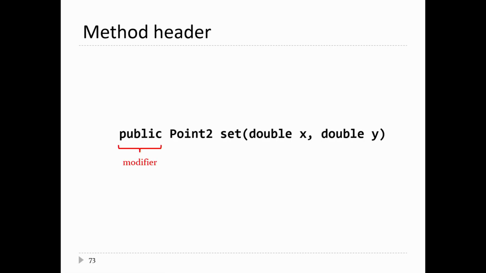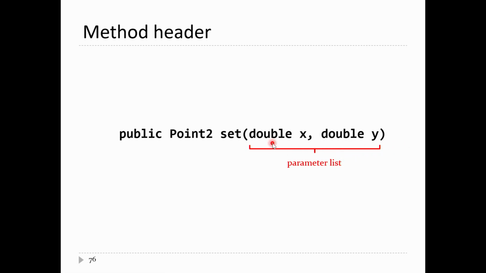All right, so the modifiers come first. For our set method, the only modifier that we have is the keyword public. The next part, after your modifier, is your return type. Here, set returns a reference to a Point2 object. The next part is the name of the method. Here our method's called set. Then you have a pair of round brackets, and inside the round brackets, you have a comma-separated list of parameters.